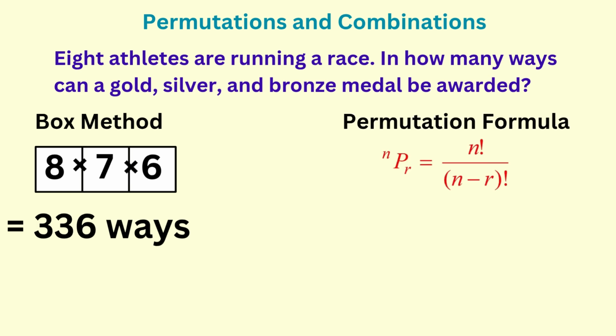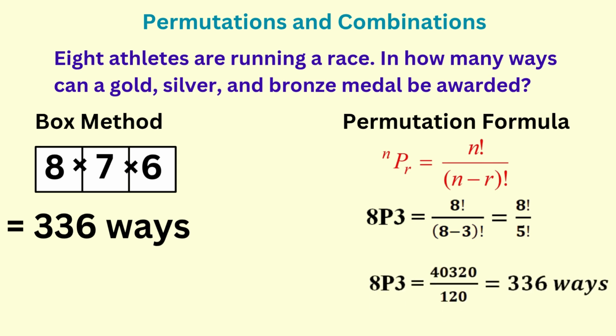Now let's confirm with the permutation formula. We're choosing 3 athletes from 8, and order matters, so we use the permutation formula. We substitute 8 for the total number of athletes n, while the value of r is 3, since we are selecting 3 athletes to share the 3 medals. So we get 8 factorial, which is 40,320, divided by 5 factorial, which is 120. This gives us the same answer, 336 different ways.